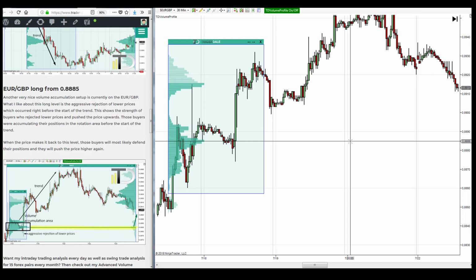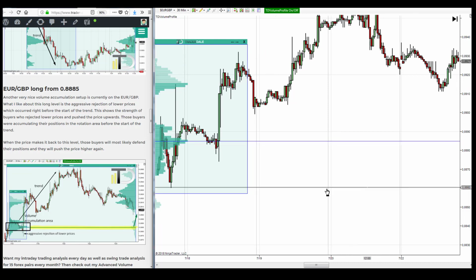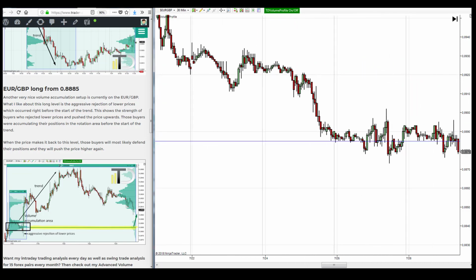This is the level, 88.85. And this is the reaction to the level. This is the first touch of the level. You can see that the price went below the level a little bit and then it reversed and hit the profit target of 10 pips right there. So there was another winning trade.